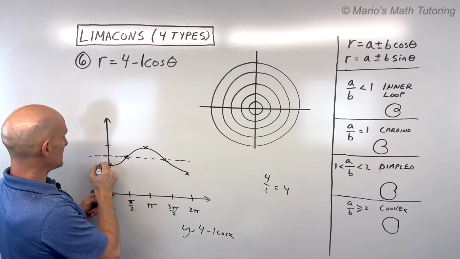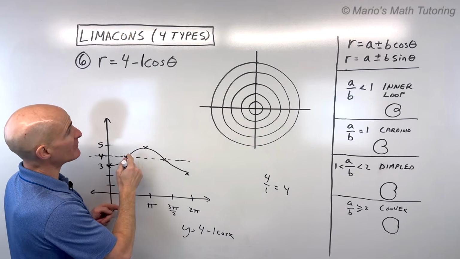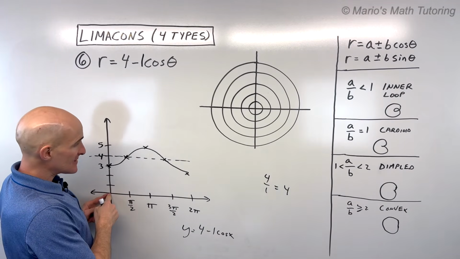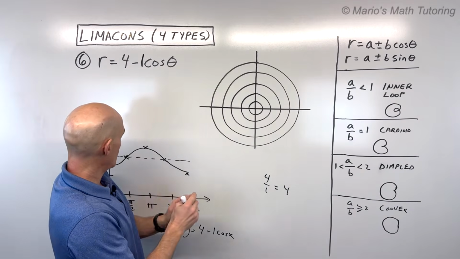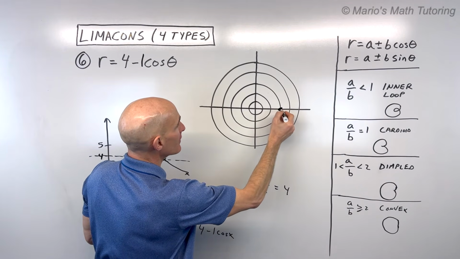Okay, so it's basically going in between 3 and 5. 3 is the minimum, 5 is the maximum. And so let's go ahead and graph this. So starting off at 0, that's right here, we're going to be at an R value of 3. So out from the pole, 1, 2, 3, right there.